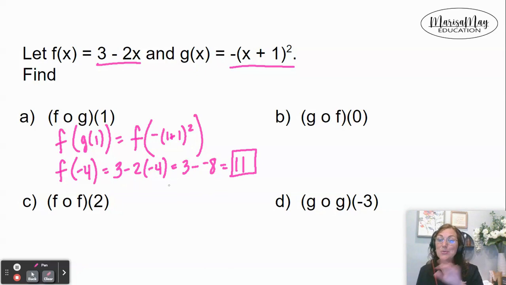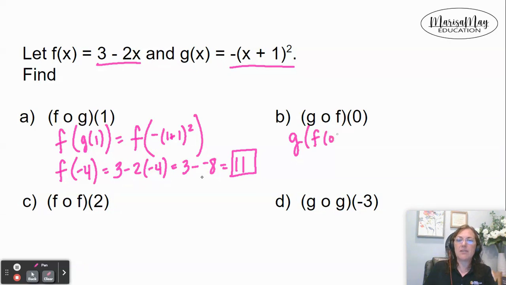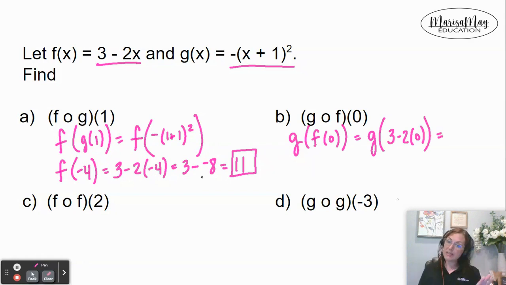All right, let's do g of f of 0. So this means I'm going to do g of f of 0. So we begin on the inside by replacing x with 0 in the f function. So that would be 3 minus 2 times 0. All right, so 2 times 0 is 0. 3 minus 0 is 3. So we get g of 3.